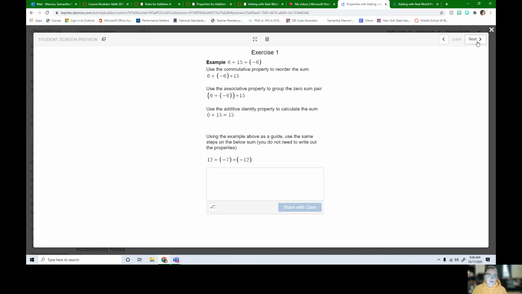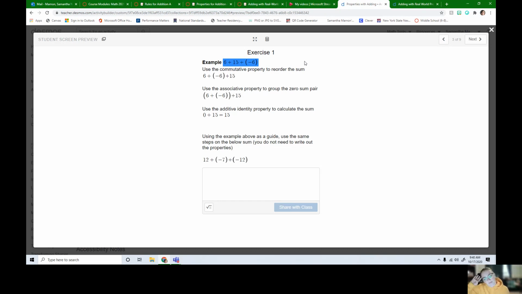I'm going to hit next. There are a couple of exercises, and each of them starts with an example. So here's showing all the different properties. They started with 6 plus 15 plus -6. When you see something like this, you should have a light bulb because we've been doing a lot with additive inverse. You should see that if you can get that 6 and -6 together, it's 0. In the example, they saw that, they had that light bulb, and they wanted to put that 6 and that -6 next to each other. They switched the order using the commutative property.